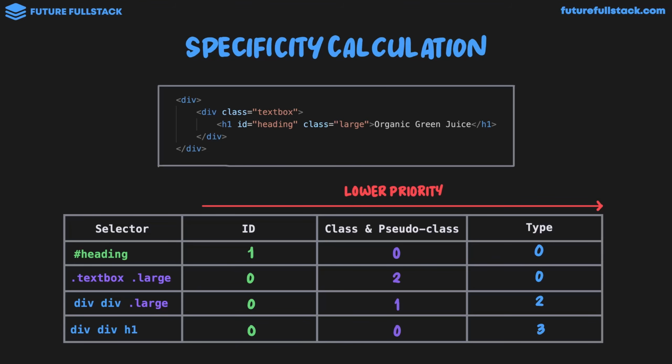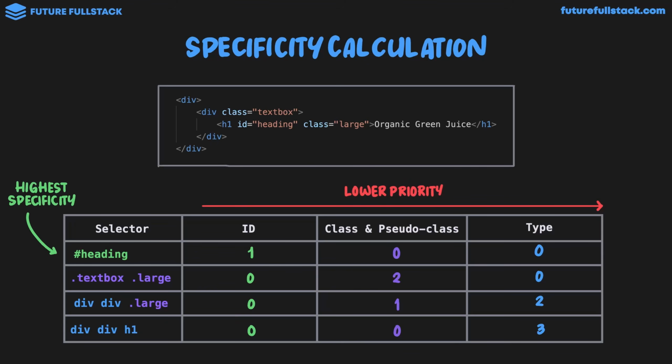So the ID selector heading is at the top of the table. Back to the football analogy, it's like it has 1 win, whereas all the other selector combinations don't have any wins. And we say that this selector has the highest specificity. In other words, it's the most specific selector used. And you can see each row is ordered correctly in terms of its specificity.